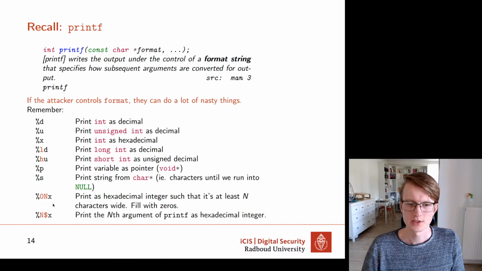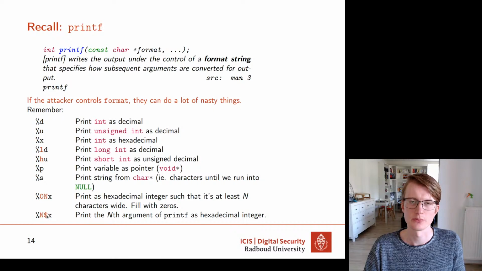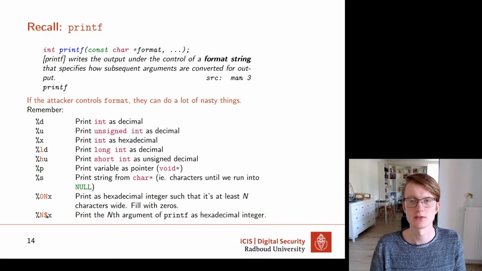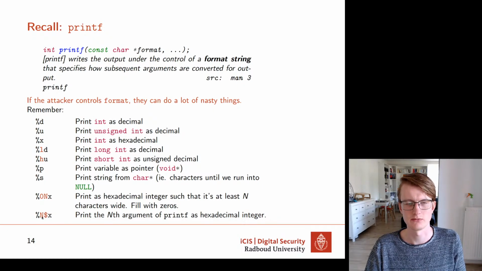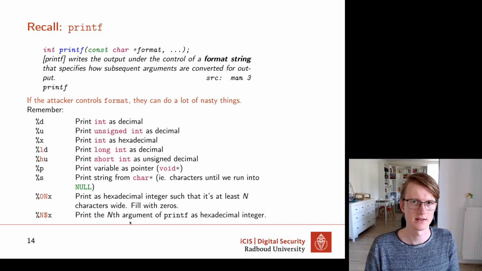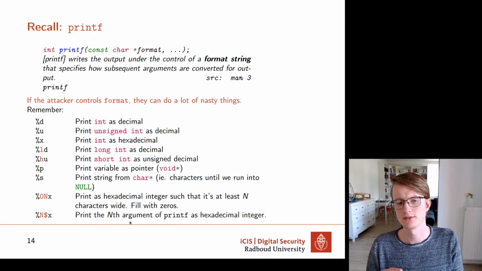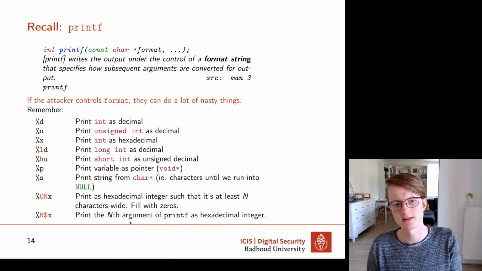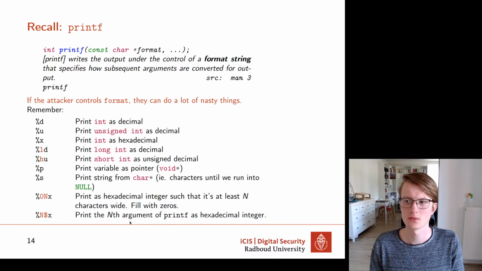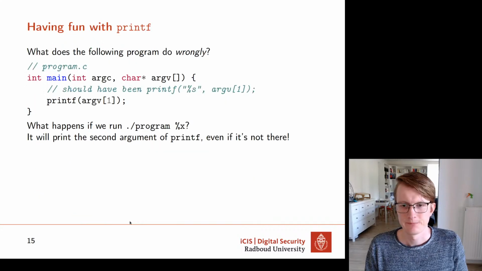There's also this special syntax that will print the nth argument of printf as a hexadecimal integer, and you can also combine these things. I think you can do %n, so then, for example, 7, then a $ sign, and then 016x to print the 7th argument with 16 characters. Yeah.